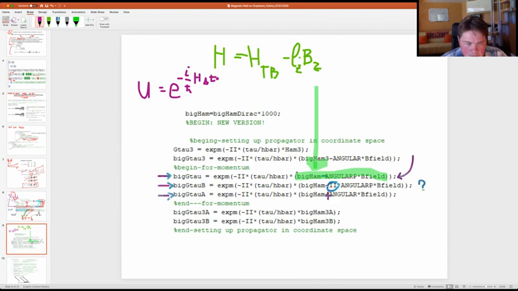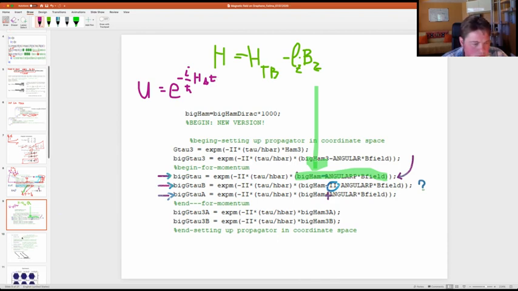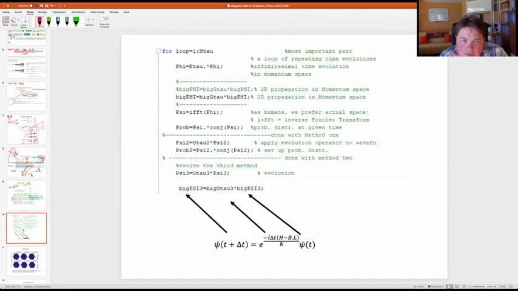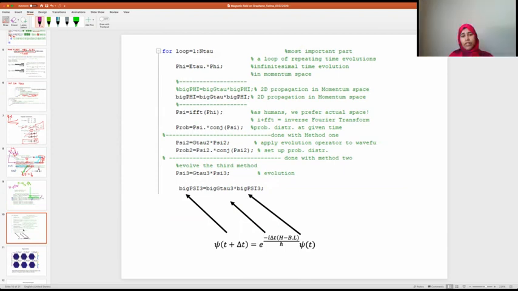And the next slide, please. This slide shows how we inserted the time evolution operator into the wave function.